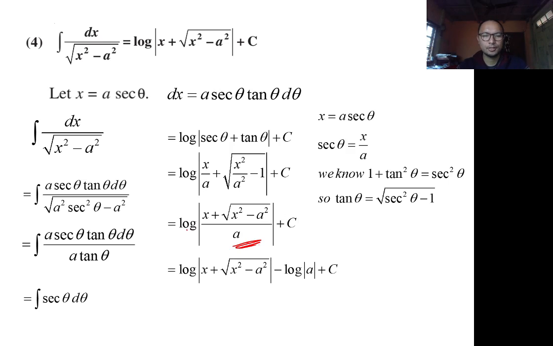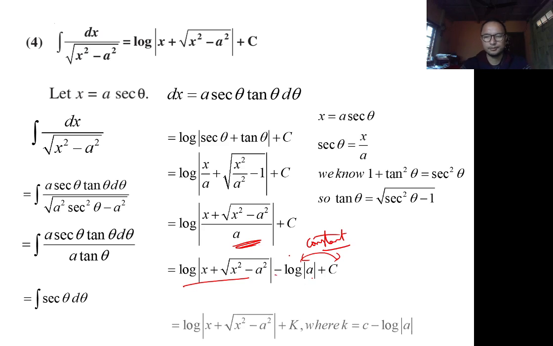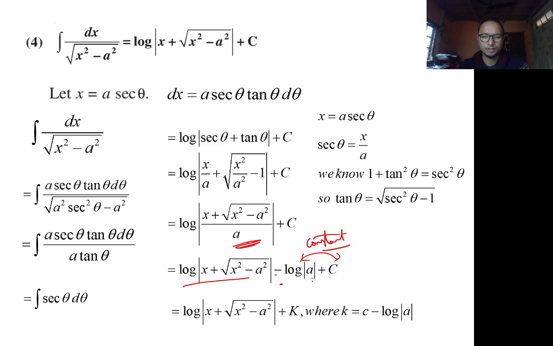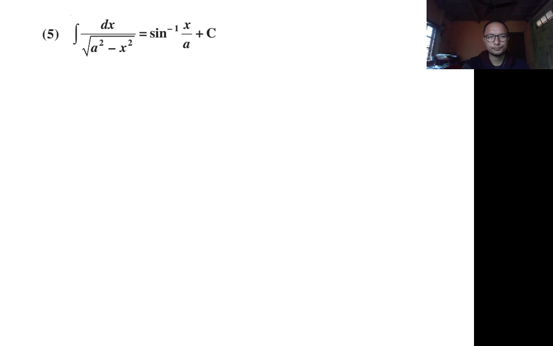But again, I'm going to have the log of a by b is log of a minus log of b. Now this is a constant, right? So we are not bothered with this constant. We just write it as the constant c, and that's it. Okay, next one more.